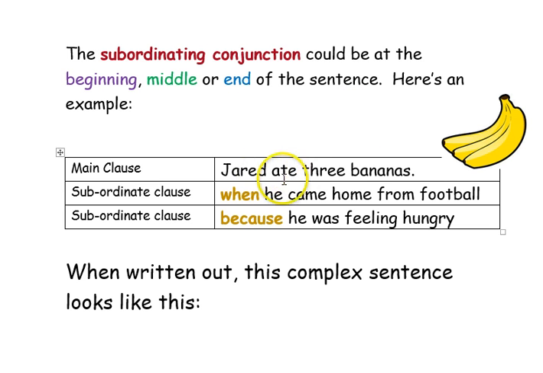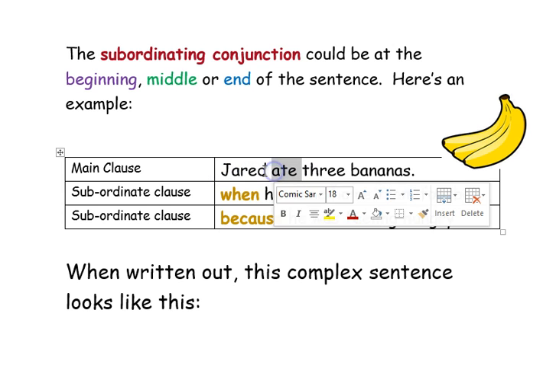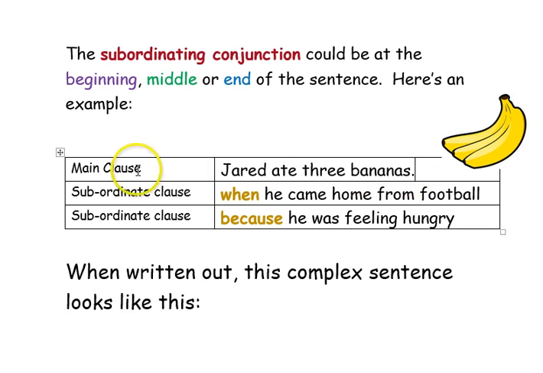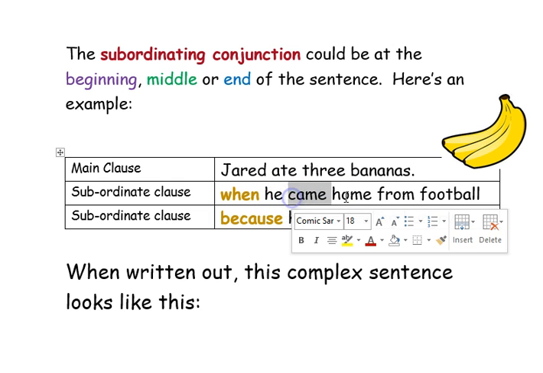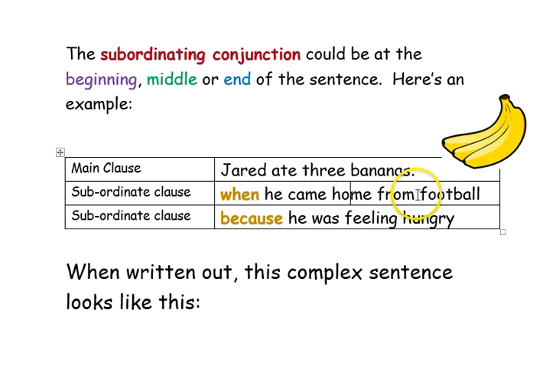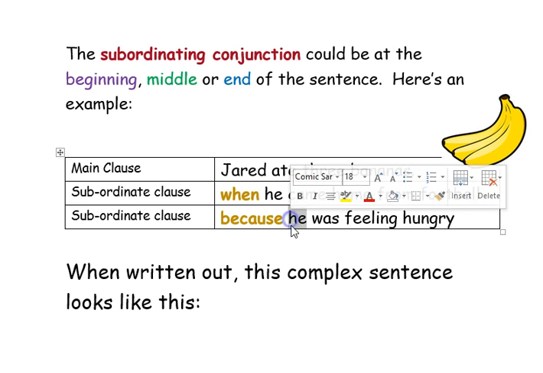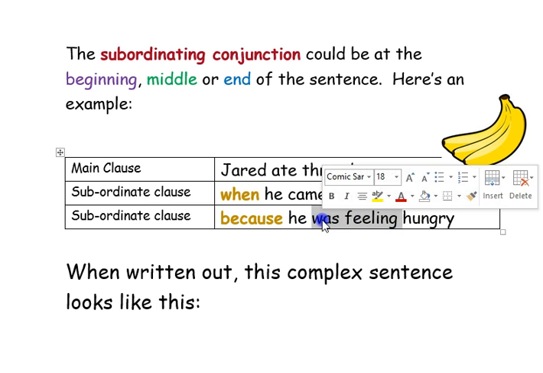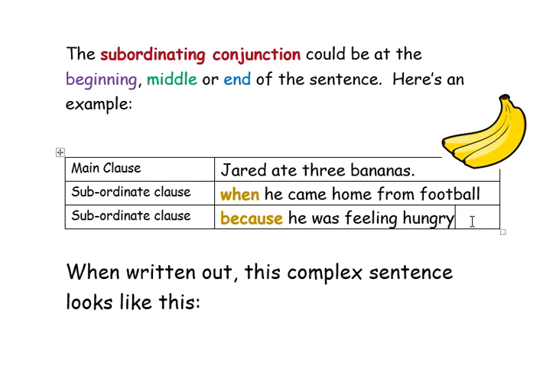Here's an example. Jared ate 3 bananas. You have a subject, you have a verb, and it's a complete thought. Therefore, it's your main clause. However, you've got 2 subordinate clauses here. You've got a subject and you've got a verb. However, when he came home from football is not a complete thought. You would say, what happened next? We'll have another subordinate clause. We have a subject and we have the verb. However, if you said to me, because he was feeling hungry, that would make me question what you mean.